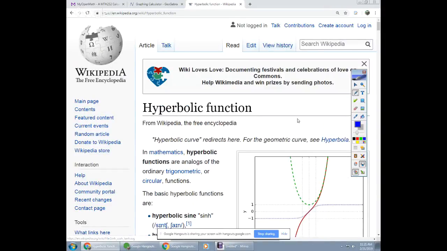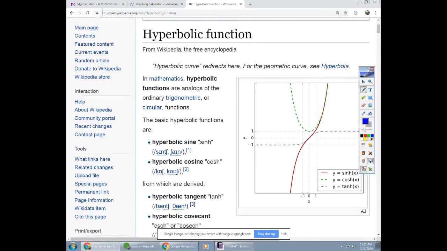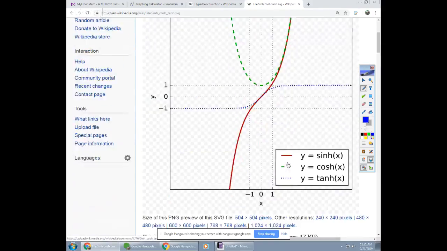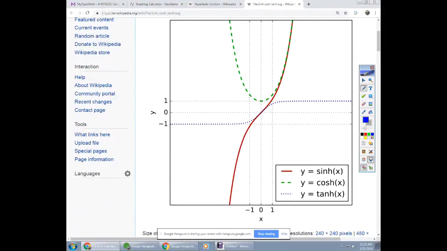Okay, so hyperbolic trig functions, care of Wikipedia. Let's open that in a new tab. There we go. They show the graphs of 3 different functions. My favorite is what's called the cosh, the hyperbolic cosine. That is that green U-looking shape. It kind of looks like a parabola, but it ain't a parabola.